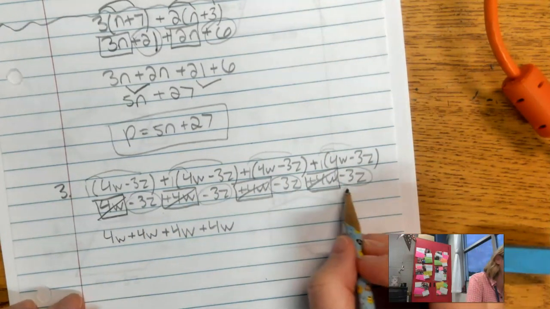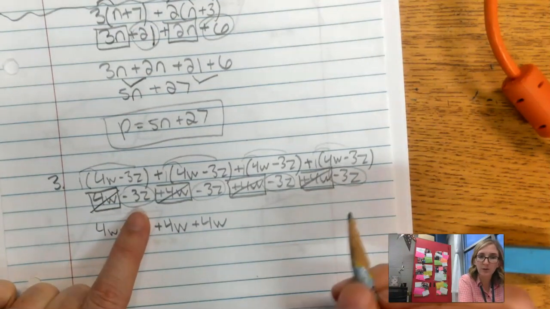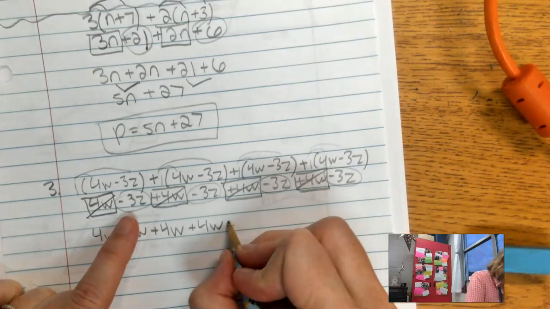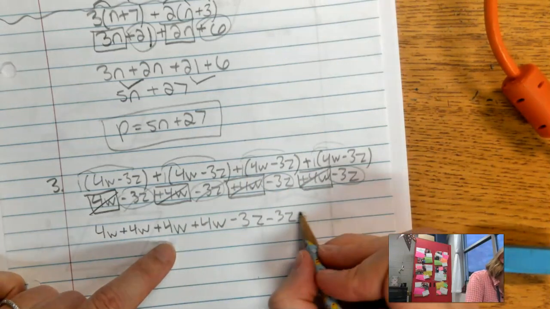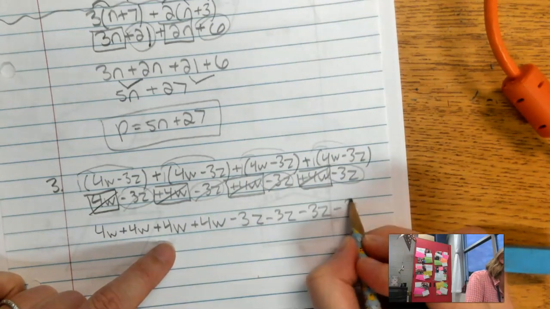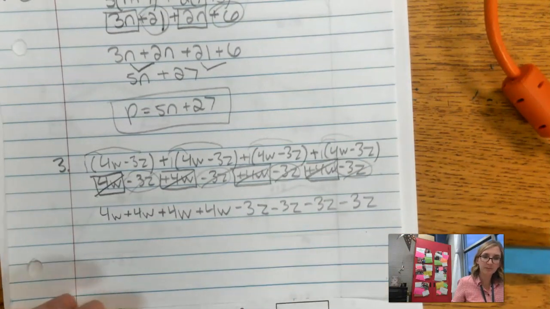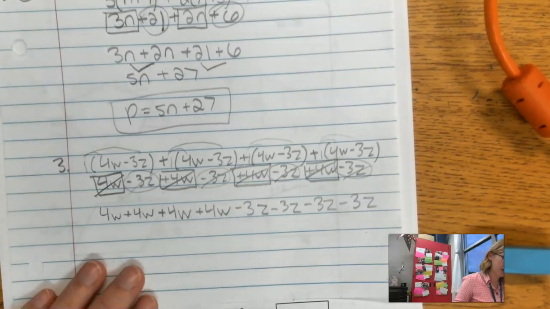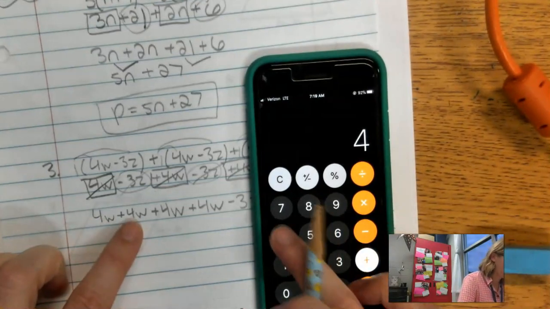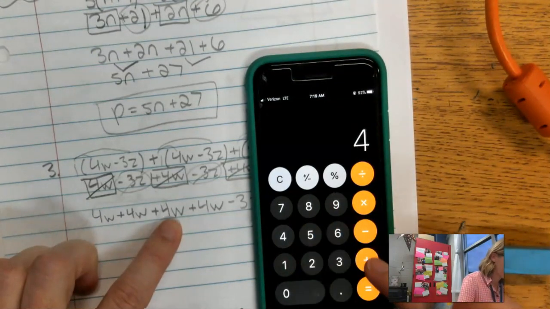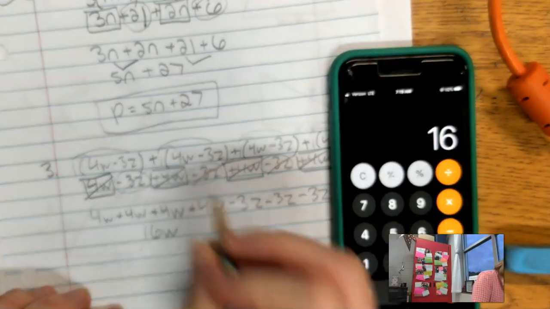Now it looks like the minus 3z's are also all like terms because they have the same variable z raised to the same exponent of 1. So I'm going to go ahead and write them out. You'll notice I kept the subtraction sign in front of all of them because that'll make a difference. All right, now that I have them all together, I'm going to go ahead and add the coefficients. So 4 plus 4 plus 4 plus 4. So that gives me 16w.